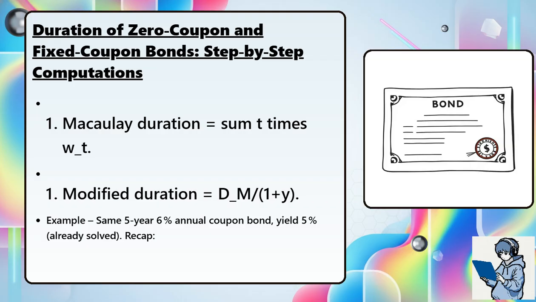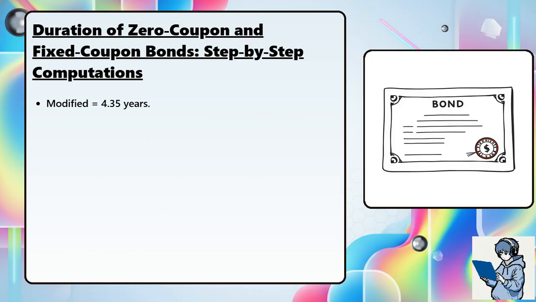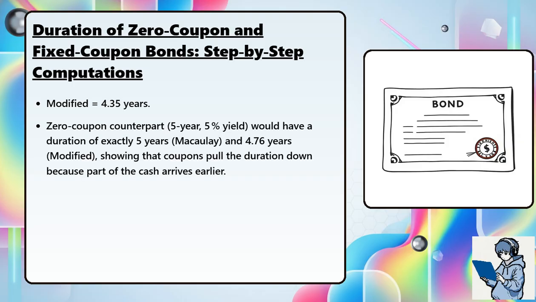Example: same 5-year 6% annual coupon bond, yield 5%, already solved. Recap. Macaulay equals 4.57 years. Modified equals 4.35 years. Zero coupon counterpart, 5-year 5% yield would have a duration of exactly 5 years Macaulay, and 4.76 years modified, showing that coupons pull the duration down because part of the cash arrives earlier.